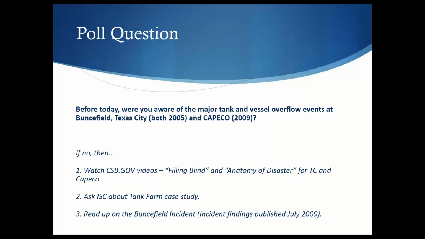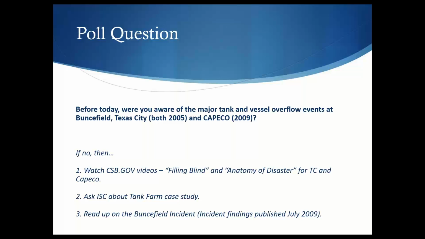On this slide there are a few places you can go for more information. There's the Filling Blind Anatomy of Disaster, which covers the Texas City and Capeco incidents, on CSB's videos. You can ask Trish in the ISC about their tank farm case study, which is a good one for hindsight bias, in terms of how you could come up with the same incident again by following through the same sort of decision processes as they would have done in an incident. And then the last one, there's the Bunzville incident findings, which you can Google, and there's extensive literature on that.